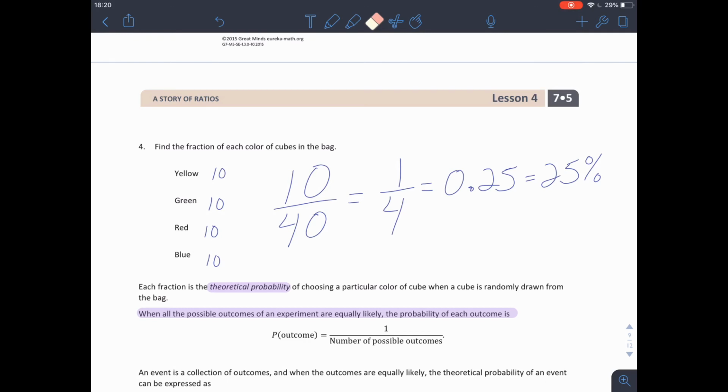Now, the interesting thing when we're looking at outcomes that are equally likely, just like it was equally likely for me to pull out any of these colors, the probability ends up simplifying to 1 out of the total number of possible outcomes. Since I had 4 colors in my sample space here, my probability for each of them, since they were equally likely, was 1 out of those 4 possible options.